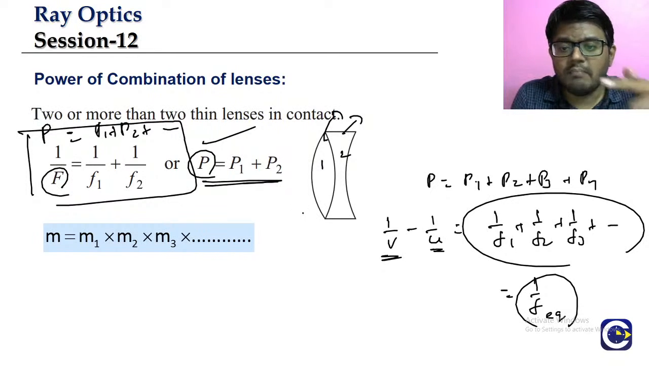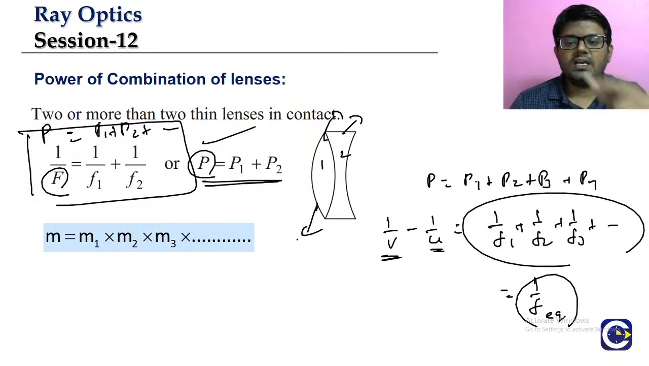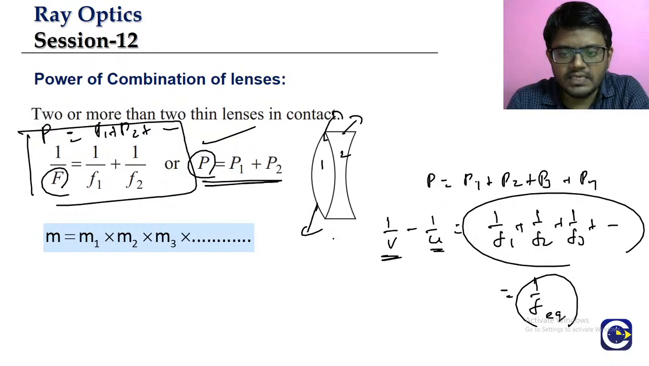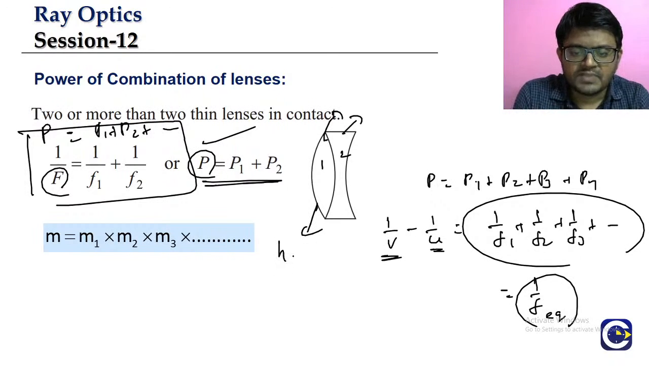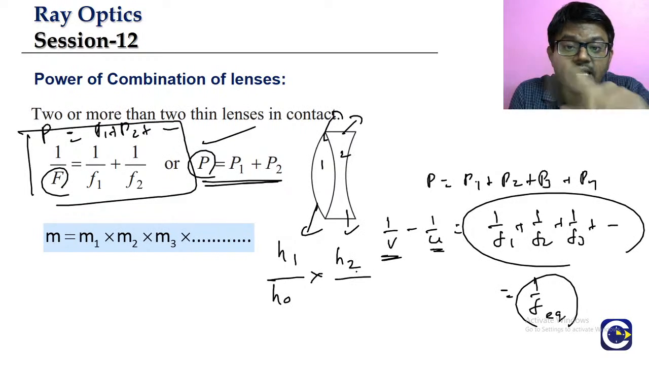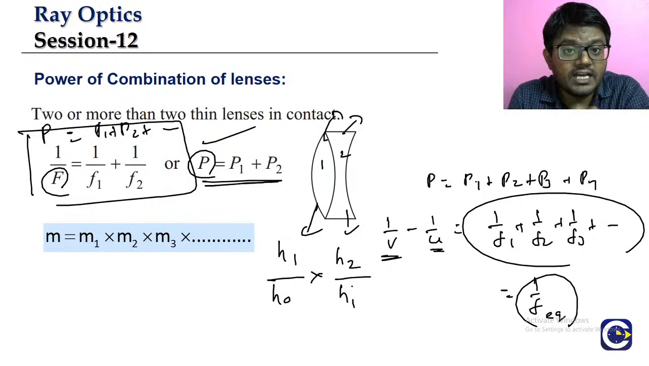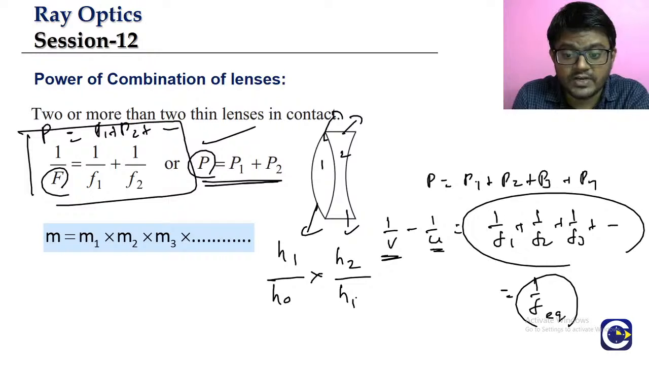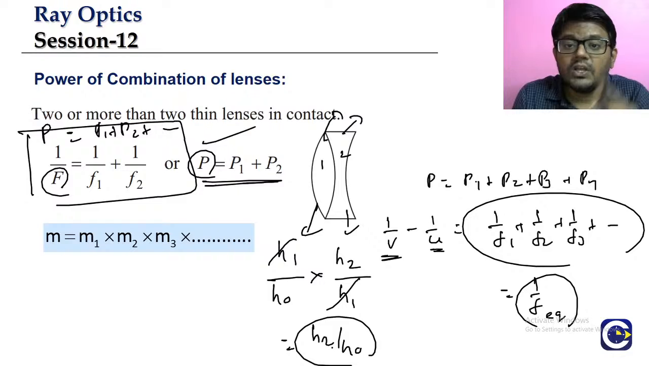Now what will be the magnification? If lens 1 is creating a magnification, it is the height of the image divided by the height of the object. If lens 2 is creating a magnification, its image height will be H2. What about the object height for lens 2? The object for lens 2 is the image of the first lens, which we are taking as H1. So you have H2 by H1.